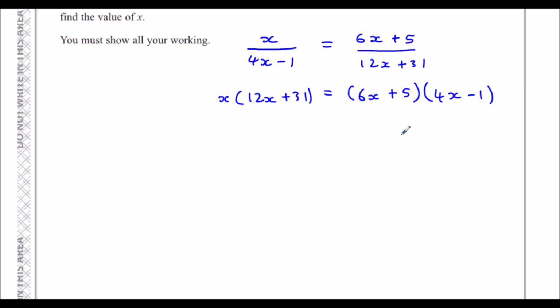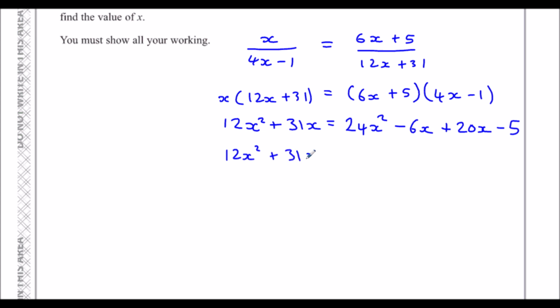So I've just got all these brackets to expand now. So x times 12x is 12x squared. 31 times x is 31x. 6x times 4x, 6 times 4 is 24, x times x is x squared. 6x times minus 1 is minus 6x. 5 times 4x is 20x. And 5 times minus 1 is minus 5. And so what have I got? I've got 12x squared plus 31x on the left. And I can simplify minus 6x plus 20x, which is 14x.